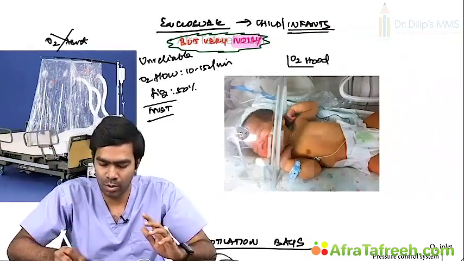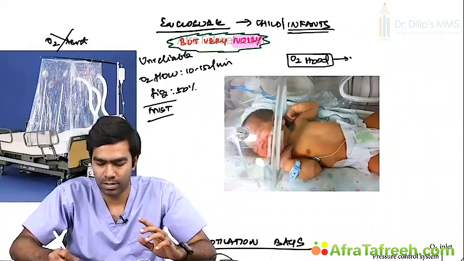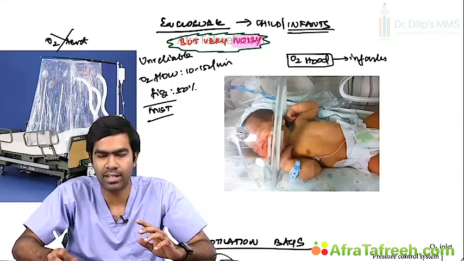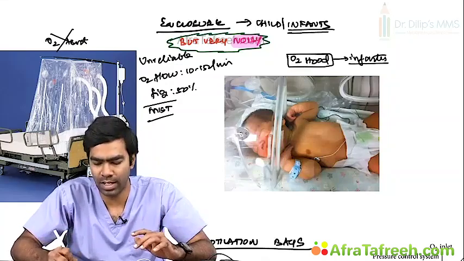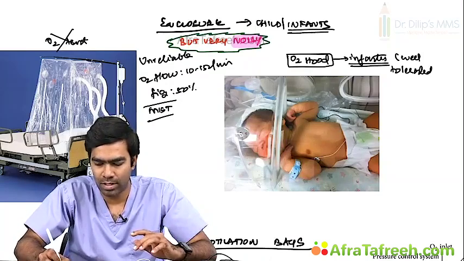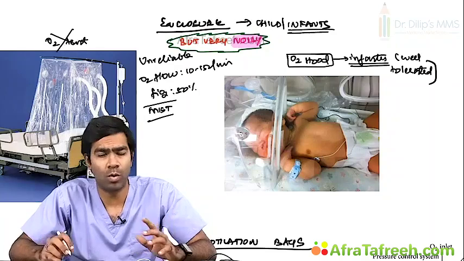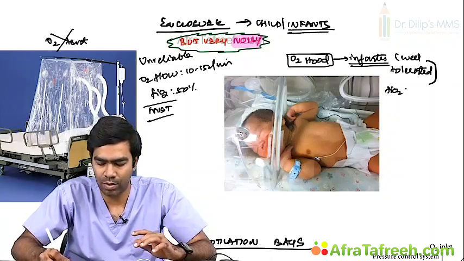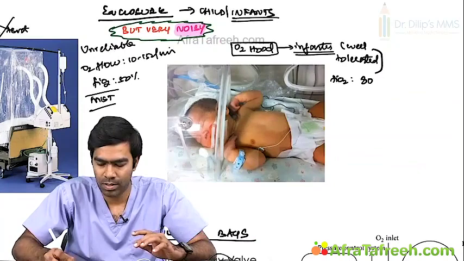On the other hand, the oxygen hood is a very, very common device used for infants, especially in NICUs. Infants tolerate these oxygen hoods very nicely. It's a little bit more reliable and it can deliver an FiO2 of approximately 80 to 90% with oxygen flows at 10 to 15 liters per minute.